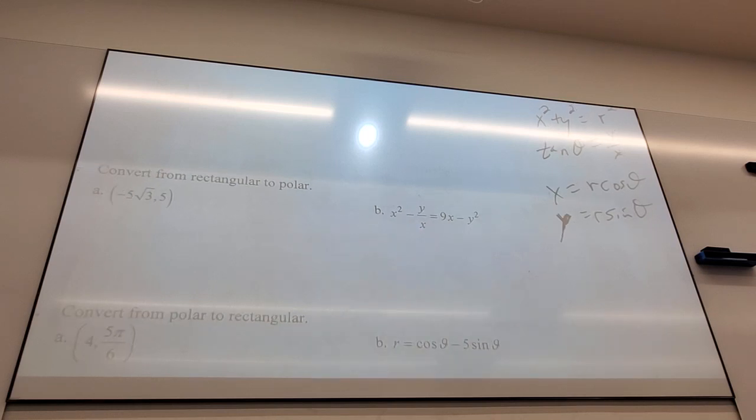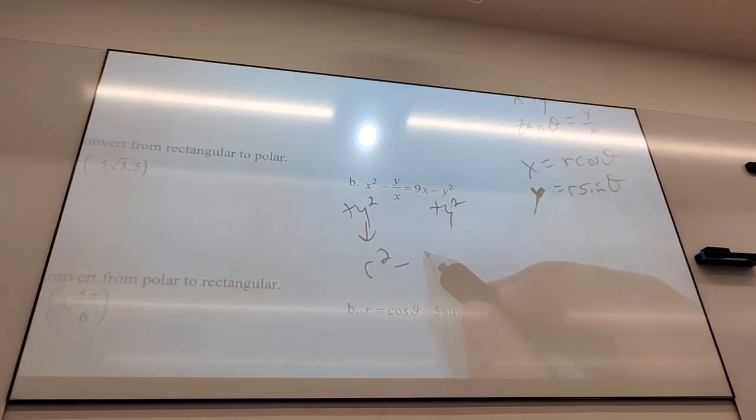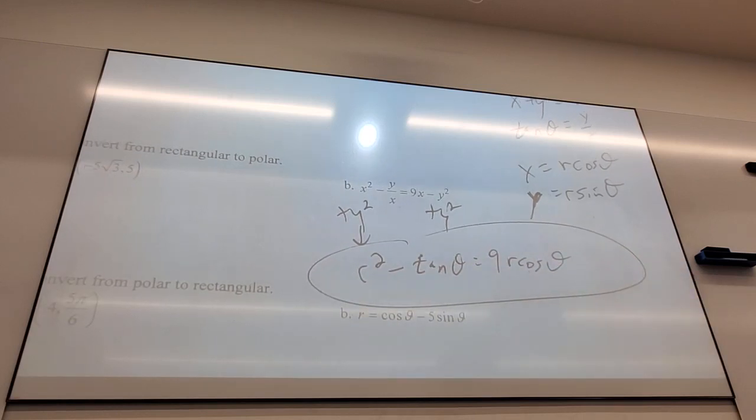If you see x squares and y squares, you say, wait, can I get those together? Because that's beautiful. I can just make it r squared. That's awesome. So the first thing I would do is add y squared over, then that just becomes r squared. Y over x is tangent. And what is x? R cosine theta. How do you know you're done? When you don't have any x's or y's left, you have nothing but r's and thetas.